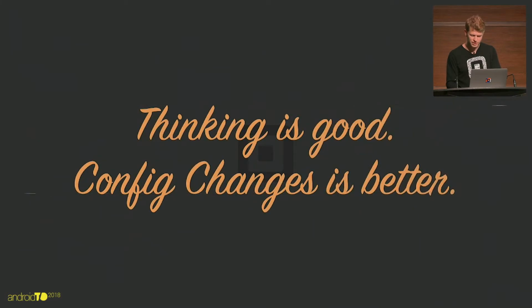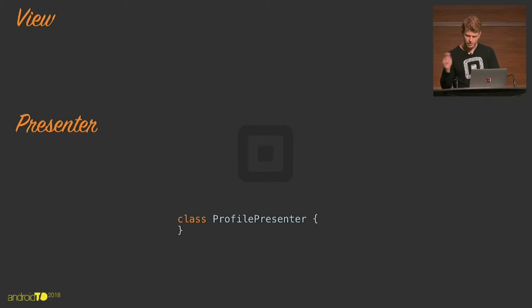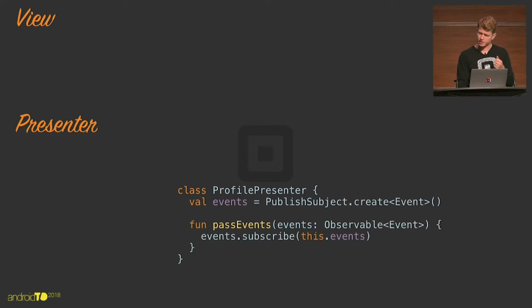But config changes is also something we have to deal with. And the difficulty is that if the presenter or the view model has a lifecycle longer than the view, the stream inside the presenter cannot be bound, cannot start from the view. Because every time there is a rotation, for instance, the view gets destroyed. If the source of the stream gets destroyed, the stream terminates. So we need something in the presenter that will hold a stream from the beginning.